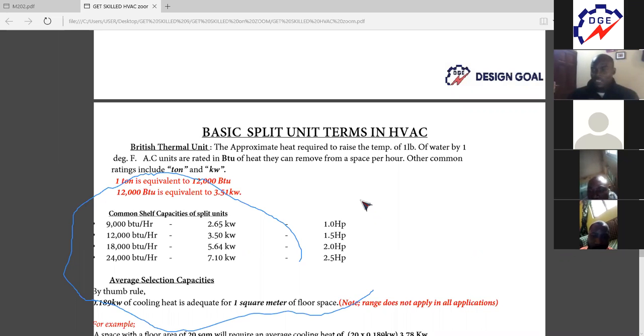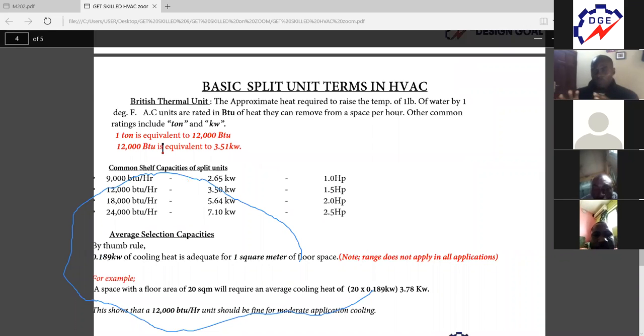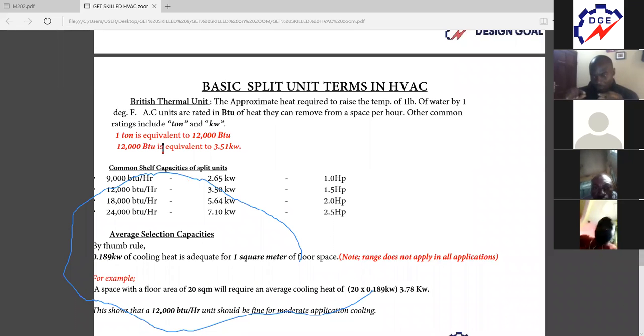No, it's not done. Your specification comes in terms of tonnage, or it comes in kilowatts, or it comes in BTU per hour. And as we've known now, the specification of the air conditioning is done in BTU per hour. Now, averagely, in terms of value relation, if you look at this, a ton is equivalent to about 12,000 BTU. Just 1 ton. 1 ton is equivalent to about 12,000 BTU. Then also the 12,000 BTU is equivalent to about 3.51 kilowatts.